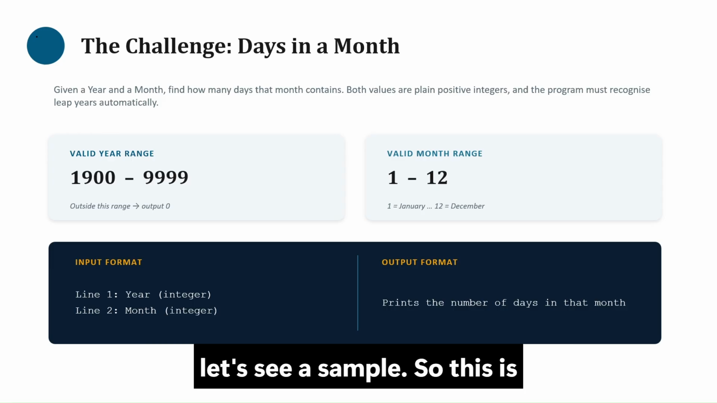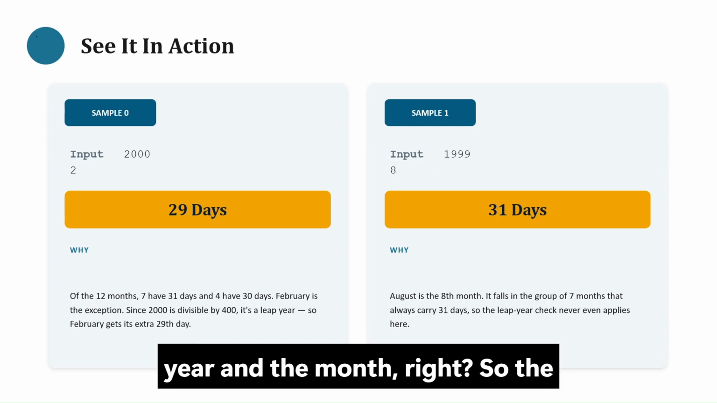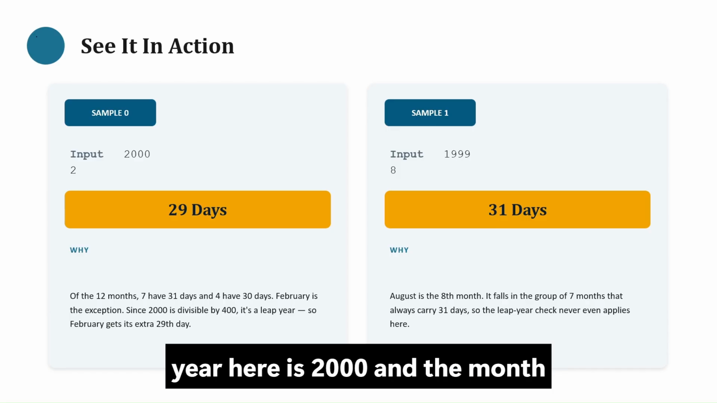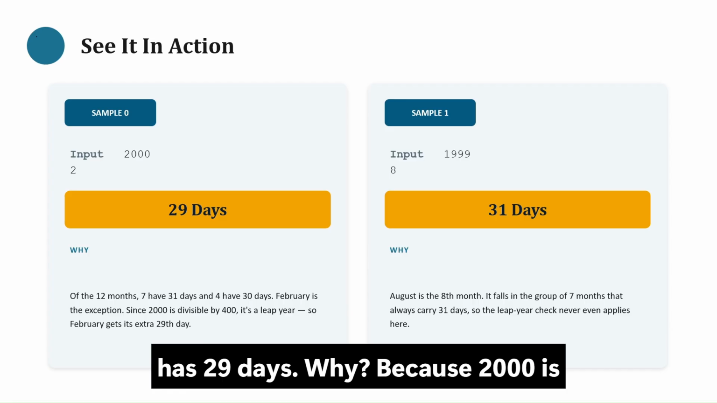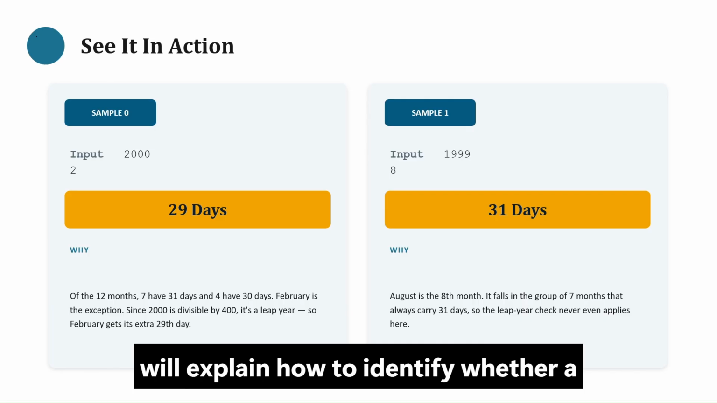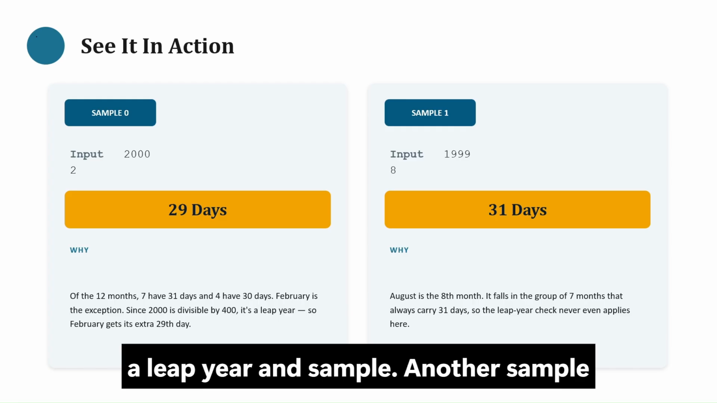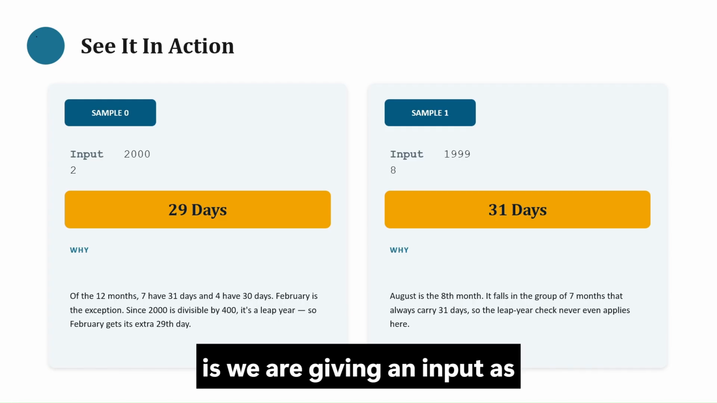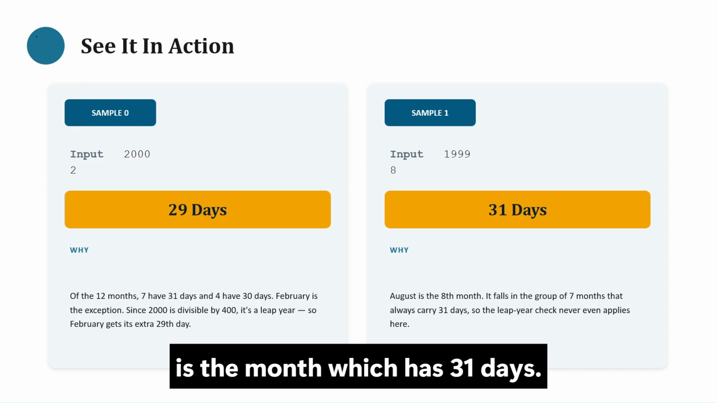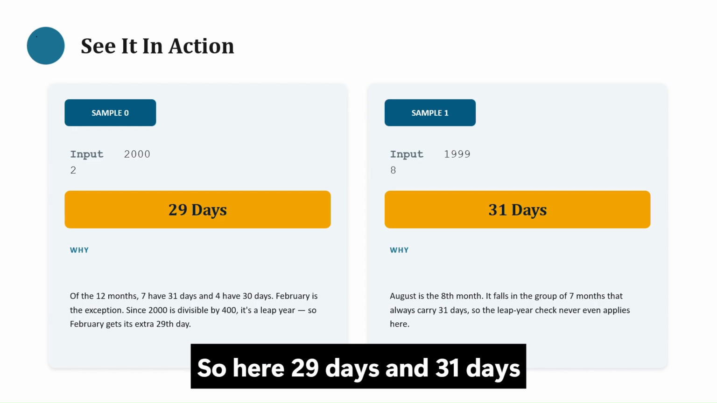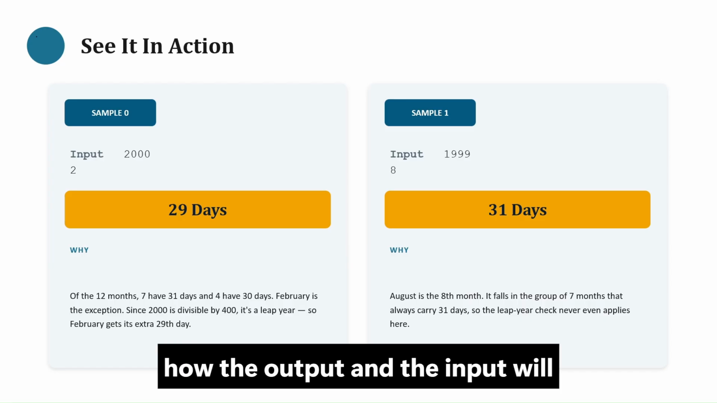For example, let's see a sample. Input given is the year and the month. So the year here is 2000 and the month is 2. So 2 is February, which has 29 days. Why? Because 2000 is a leap year. Later on, I will explain how to identify whether a year is a leap year or not. Another sample: we are giving an input of 1999, that is the year, and 8 is the month, which has 31 days. So 29 days and 31 days are the outputs. This is how the input and output will look.